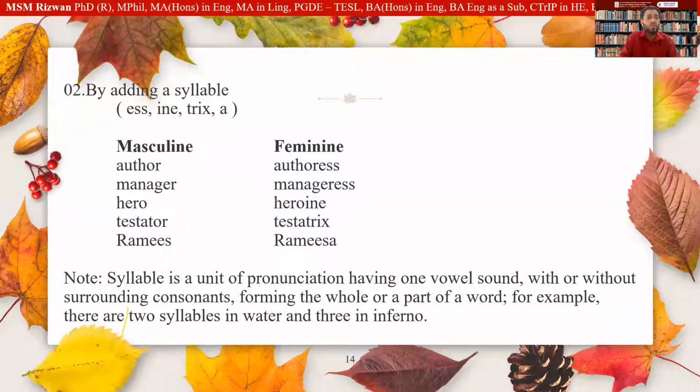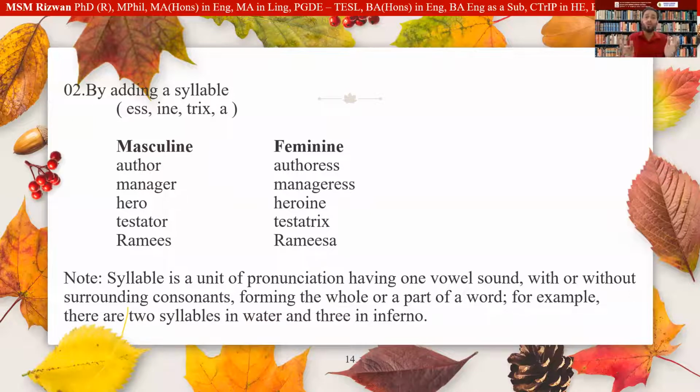You might know that the first formation is by using entirely different words to form the feminine of nouns. And now here, by adding a syllable, we can form the feminine of nouns. So basically, you have to know what a syllable is. When you think of the syllable, here I have given you a note with regard to syllable. A syllable is a unit of pronunciation having one vowel sound with or without surrounding consonants.